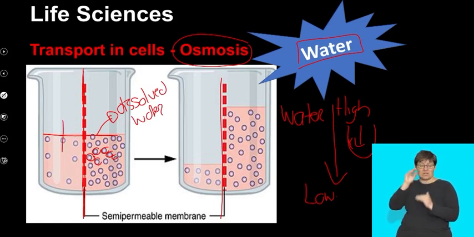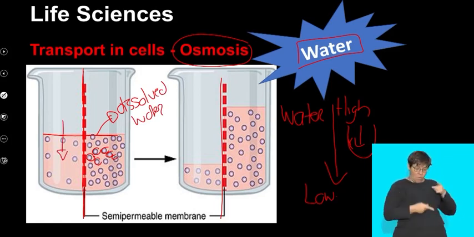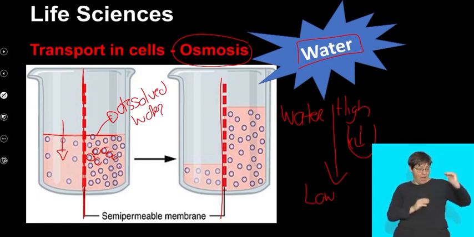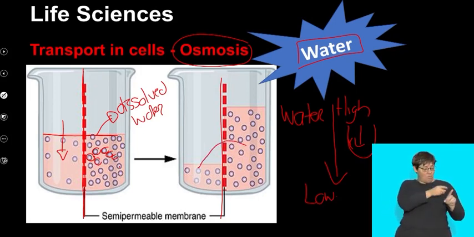So I've got more water this side, and less water on the other side because I've got more dissolved substances. So this has a high water potential. So where does my water move? From an area of high concentration to an area of low concentration. Have a look at the level.